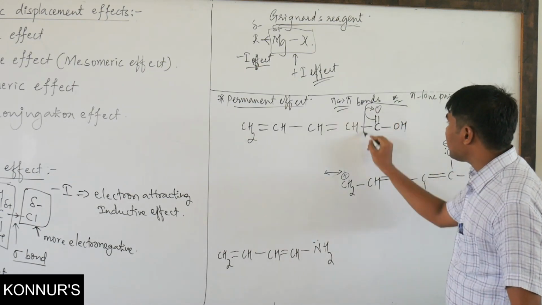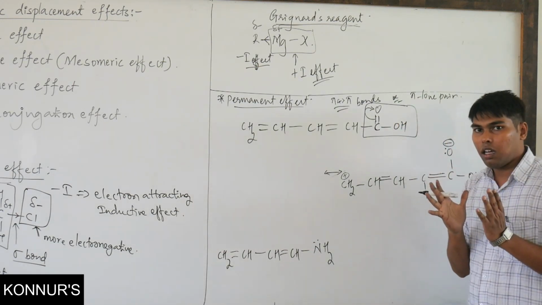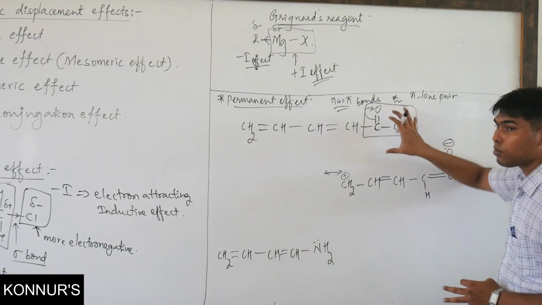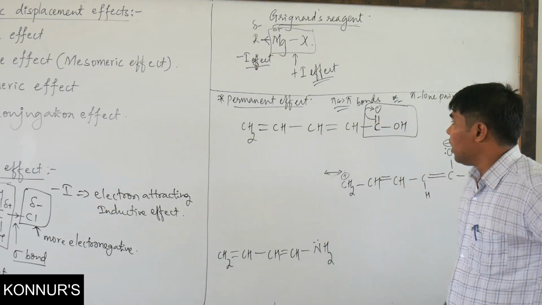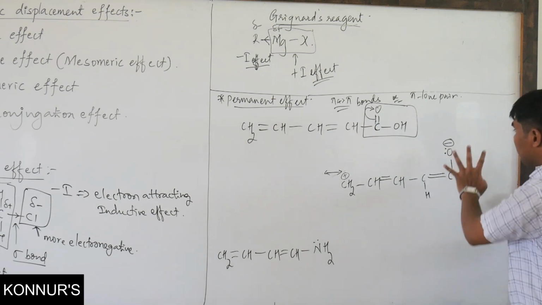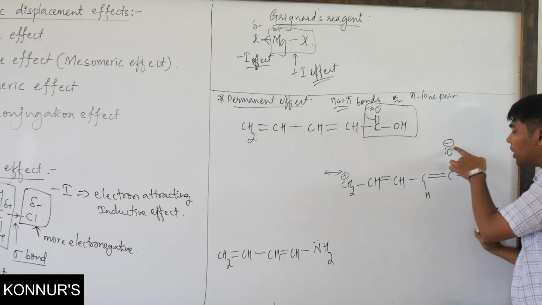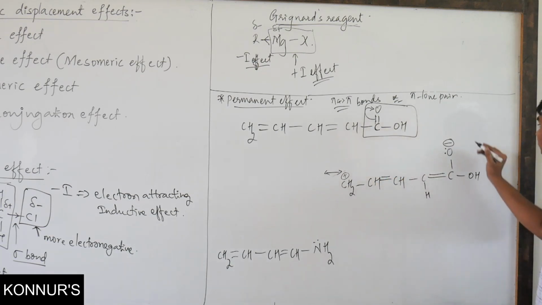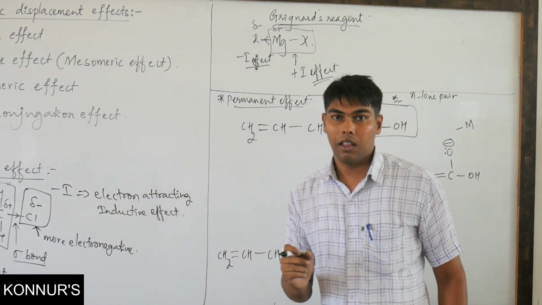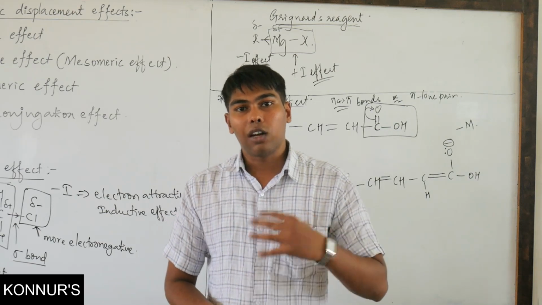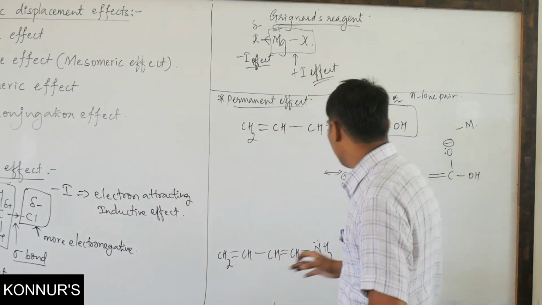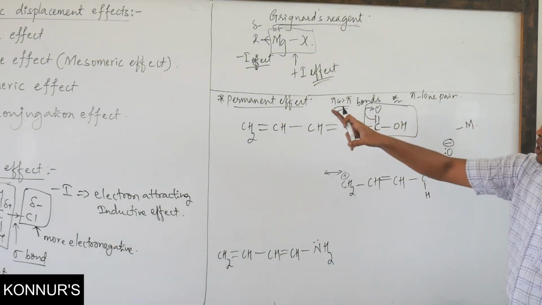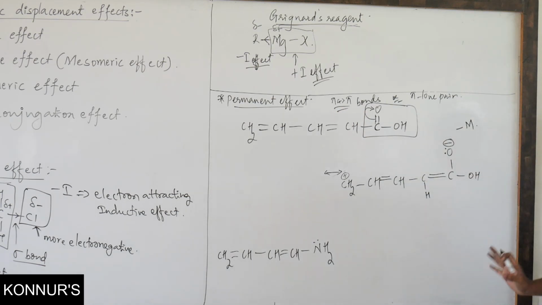Here, if I take this as a substituent, I am considering this as a substituent because the electronic displacement has started from this point only. If I consider this as a substituent, the substituent has gotten the negative charge where the electronic displacement takes place towards itself, so that it becomes a minus M effect. So the electron attracting resonance effect: if the electronic displacement takes place towards the electron withdrawing group, then that electron withdrawing resonance effect is called the minus M effect.